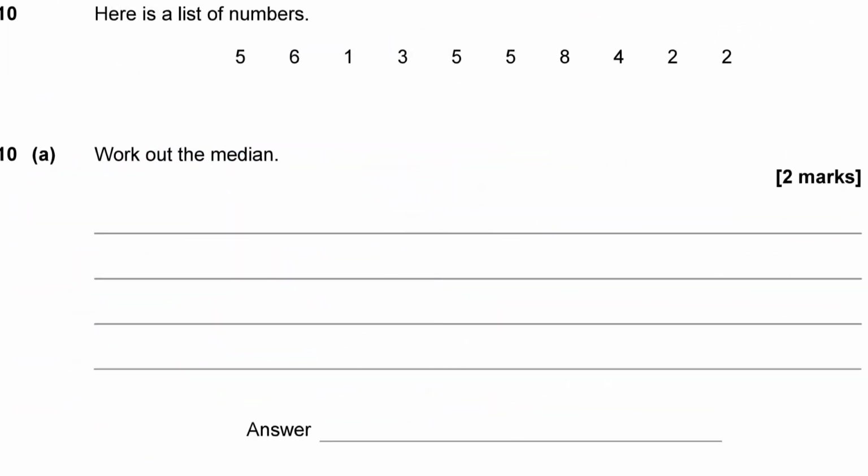Question 10. Here is a list of numbers. Work out their median. Okay, now to find a median, you need to arrange the numbers from smallest to biggest and then find the number in the middle. Okay, so I'm going to do that first. I'm going to go through my list and rearrange it.